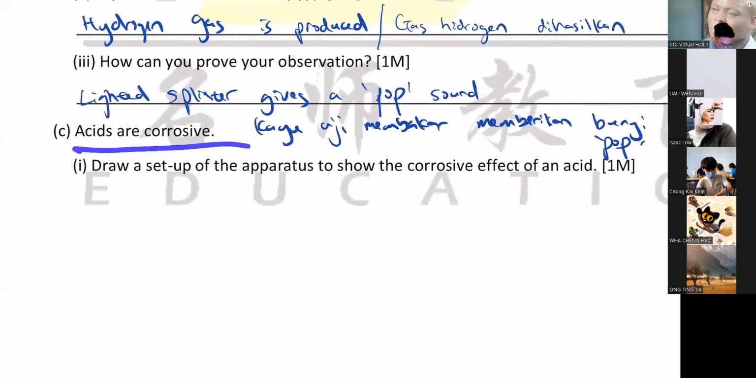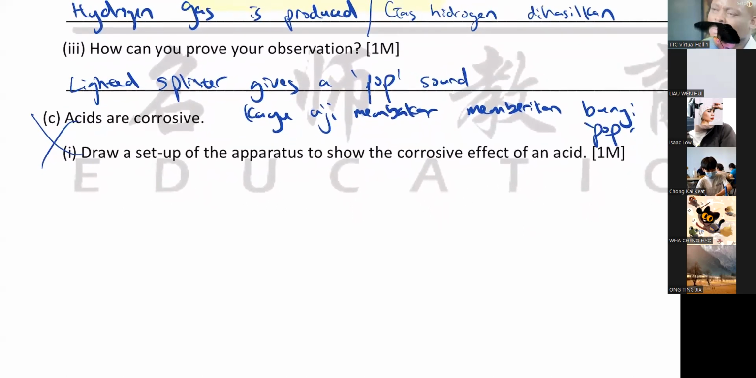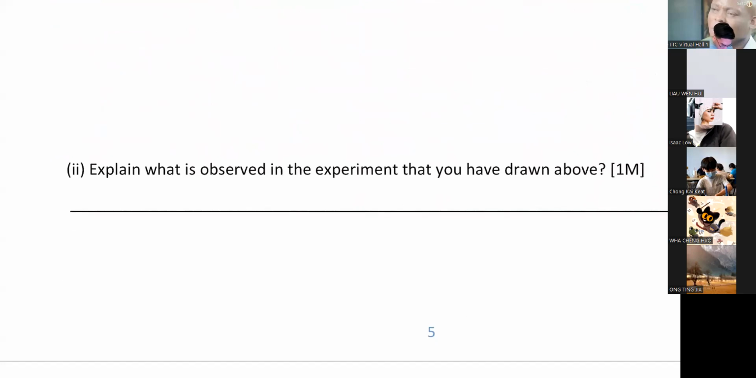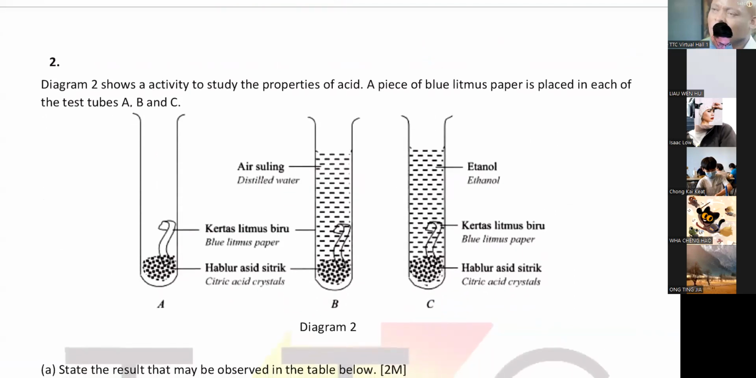Okay, so acids are corrosive. Draw the setup of the apparatus. You know what? I'm gonna skip this. Not coming out in exam. Not important. Okay, so next, moving on. What is observed in the experiment? You know what? Skip this also. This is drawing one, not important. Right, next, let's go to number 2.